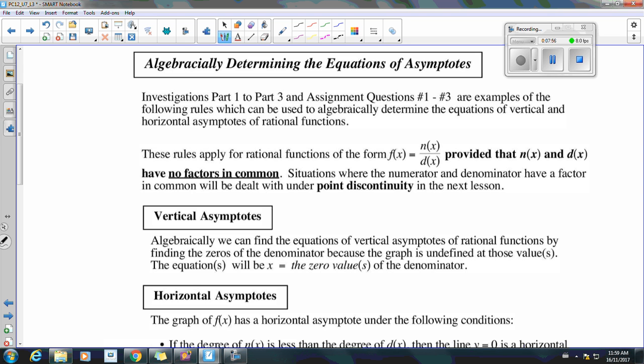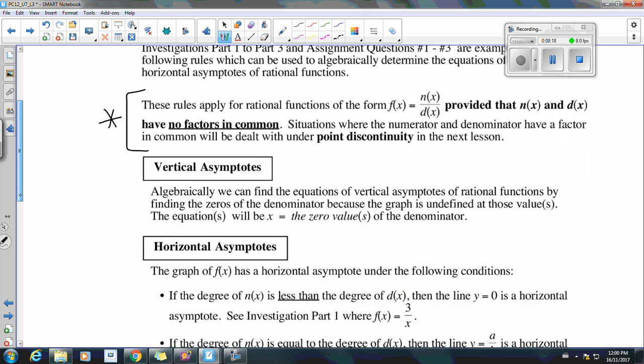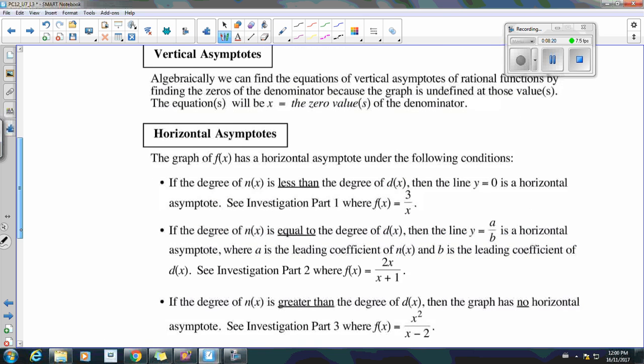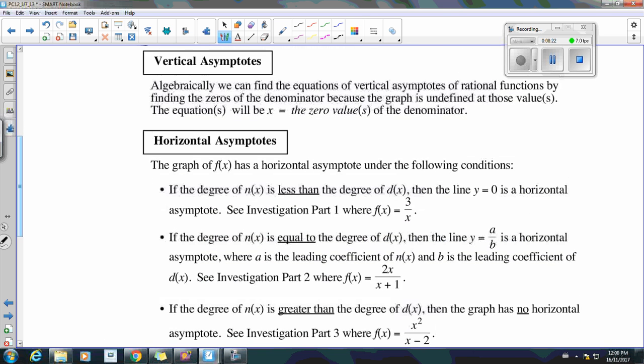We have two kinds of asymptotes, vertical asymptotes and horizontal asymptotes, and we have rules. These are very important rules. You always should start by realizing that in order for these rules to apply, the numerator and denominator need to have no factors in common. So you've already factored the top and bottom of your rational expression. You have canceled out any factors that are the same on the top and the bottom. Now we're ready to look for asymptotes.